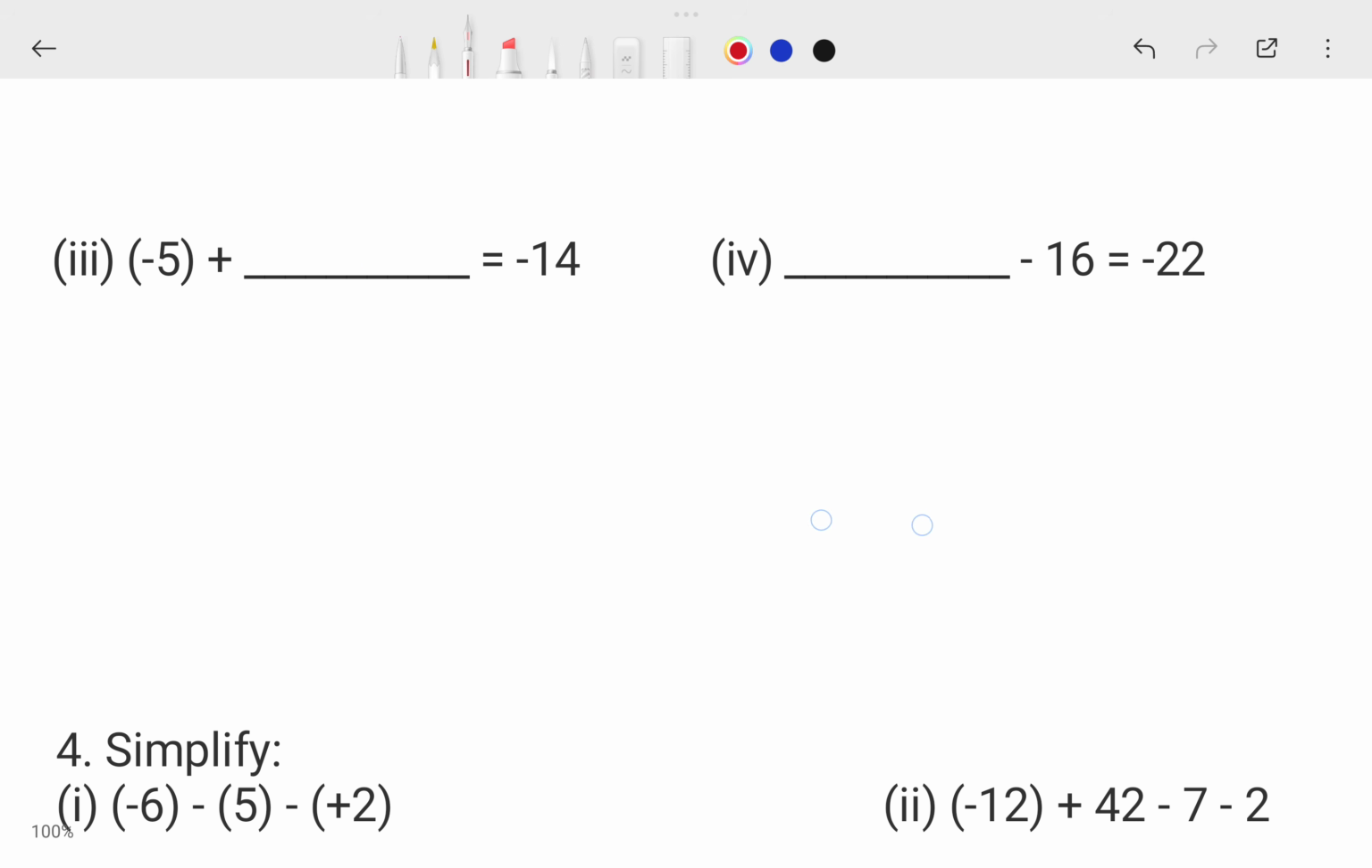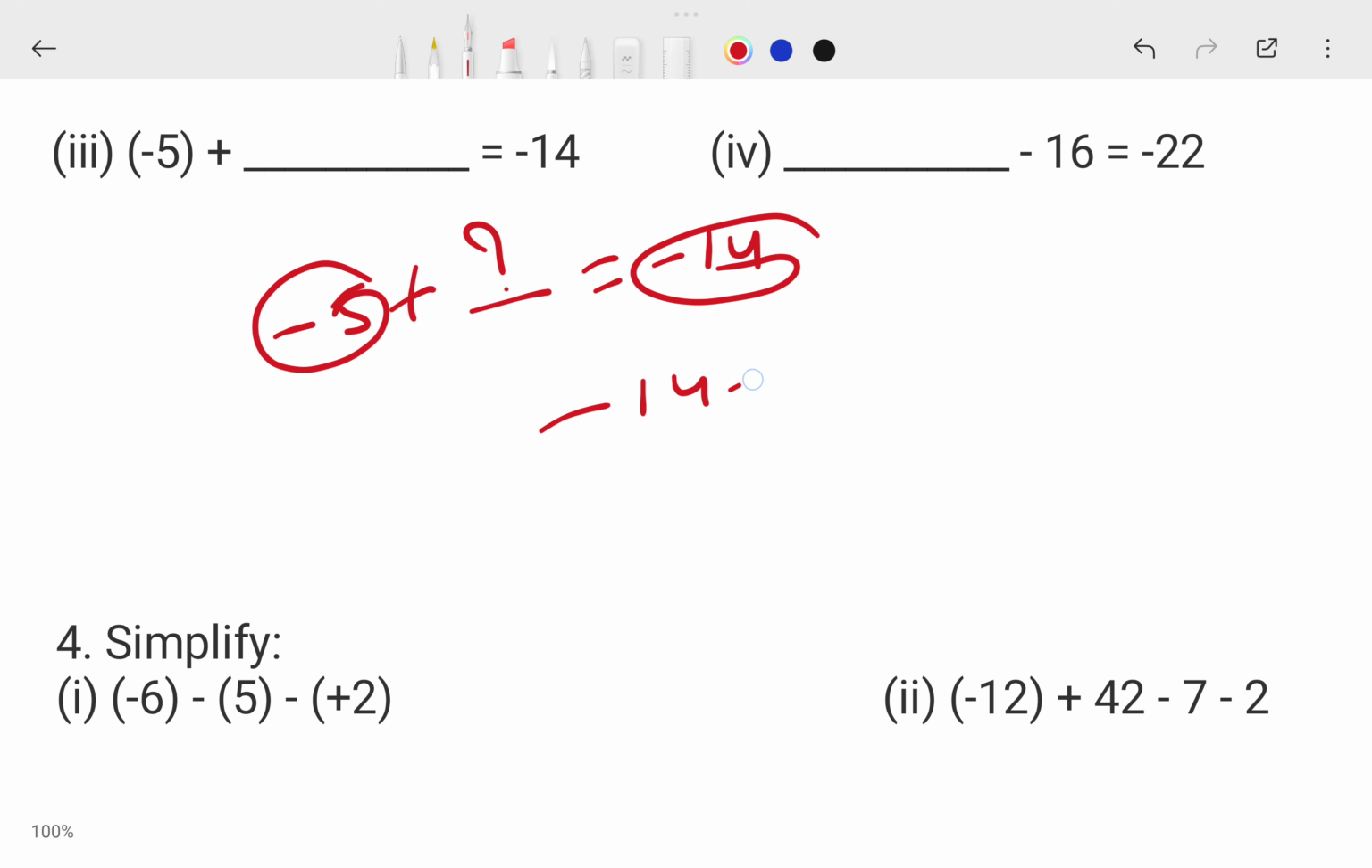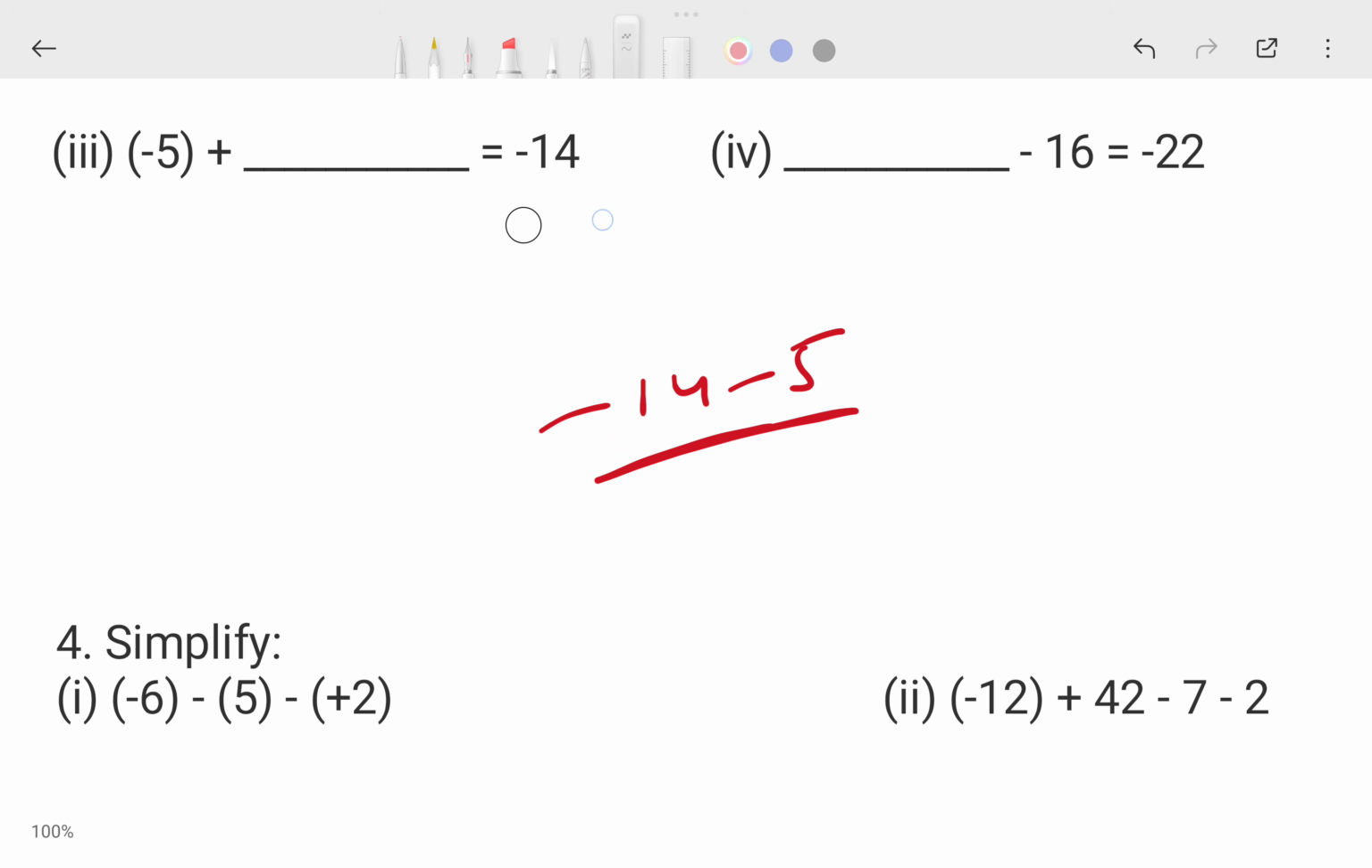Okay, now this question is telling that this is minus 5 and plus. And now you have to, there is something which we don't know, but the answer you have to take is minus 14. So do one thing, just take minus 5 that side. If you do here, you know what will happen.